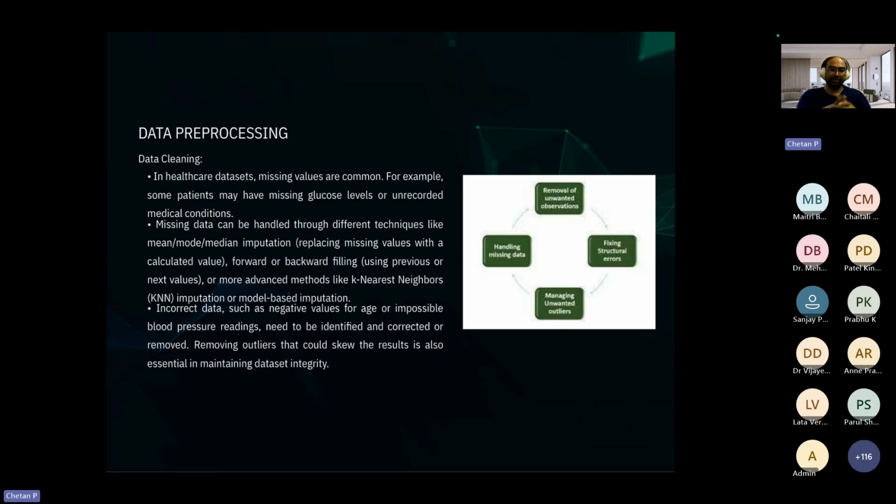Incorrect data, such as negative values for age or impossible blood pressure readings, needs to be identified. Many times we have seen in data analysis that the age of a person is, let's say, 100, or the blood pressure is very high, or sometimes the blood pressure meter is not working perfectly and it is giving you a negative value or a near-zero value.